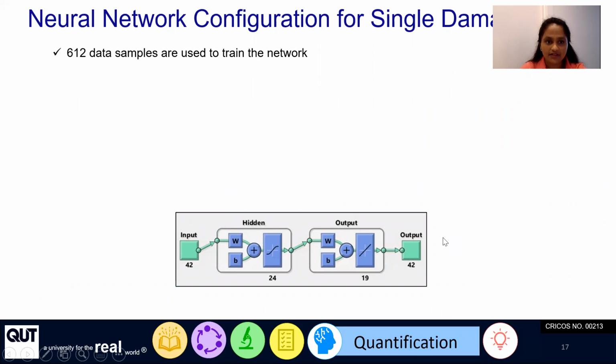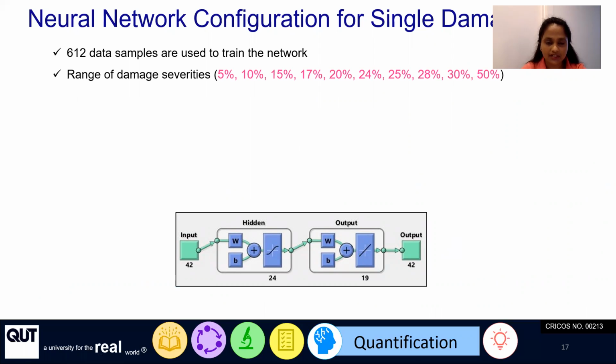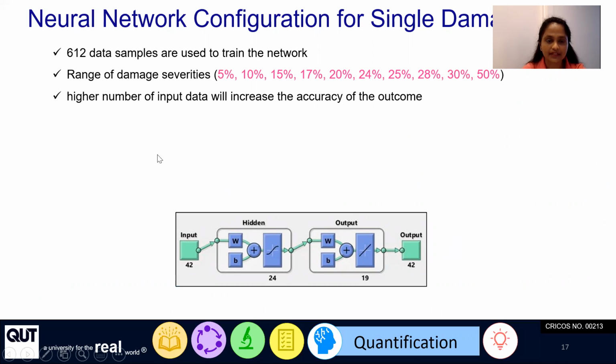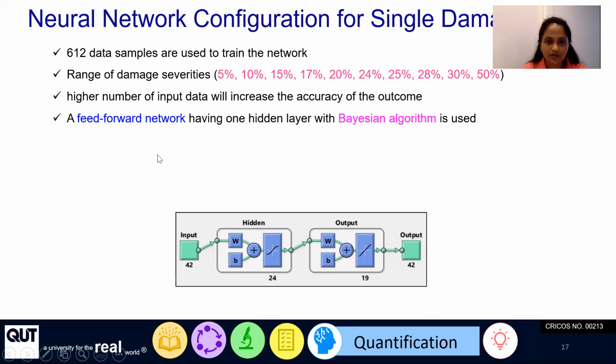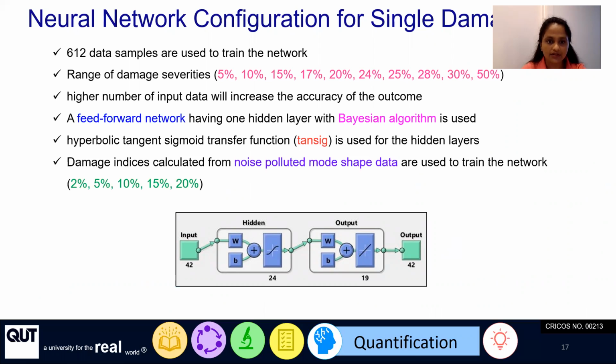In the study, I have used 612 data samples to train the network under the range of damage severities, as shown here. And a feed-forward neural network having one hidden layer with the Bayesian algorithm is used to train the network. Also, in this case, I have used noise polluted mode shape data to train the network, considering 5 different noise percentages.